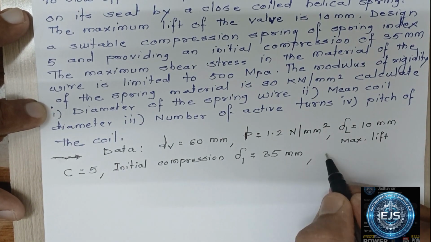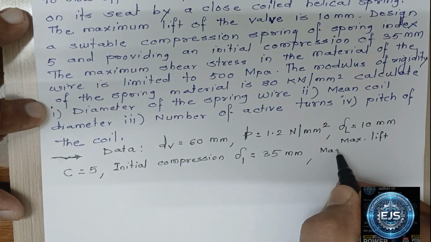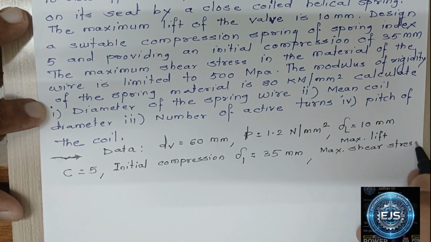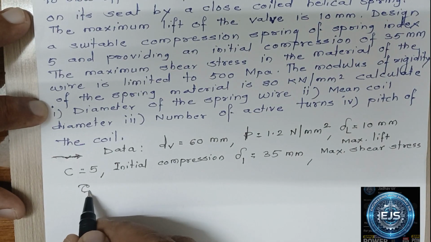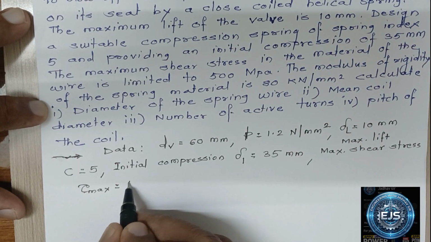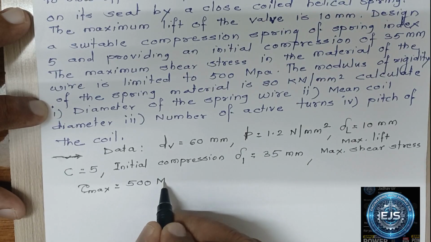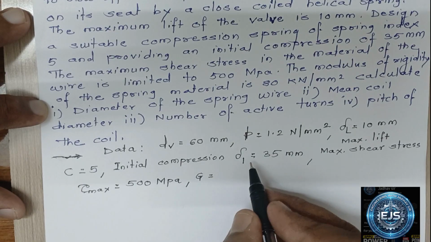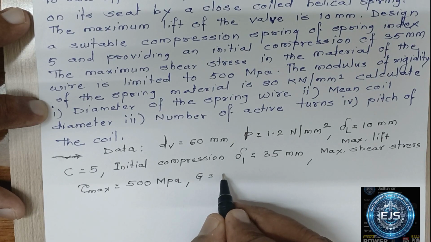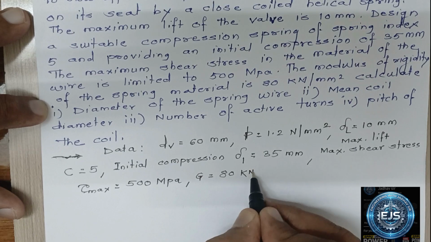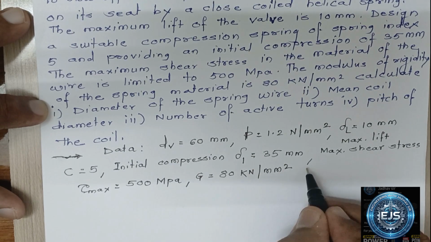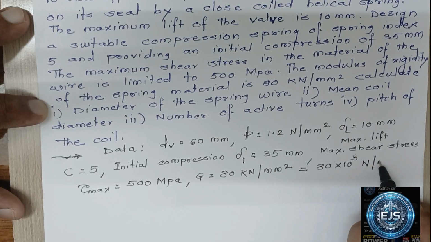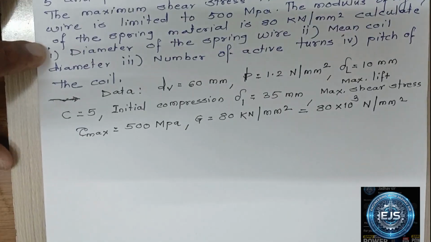Then maximum shear stress value for the material of the spring wire is given. So tau max is equal to 500 MPa, or 500 Newton per mm square. Then modulus of rigidity G, modulus of rigidity of the spring wire material is 80 kN per mm square. So 80 into 10 raised to 3 Newton per mm square. इतना दिया है। और हमें क्या फाइंड आउट करना है?